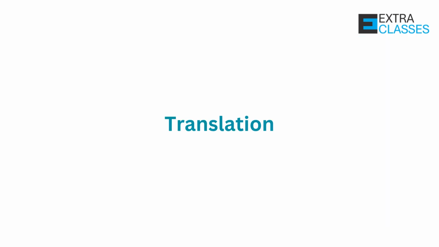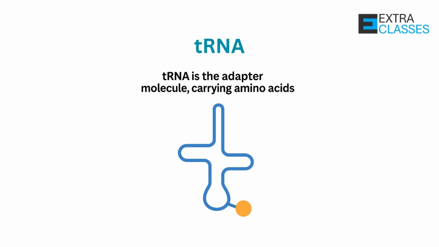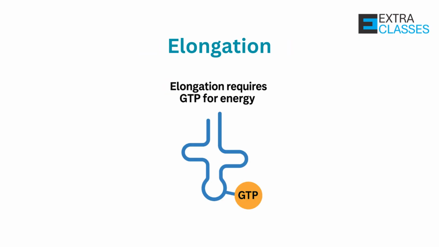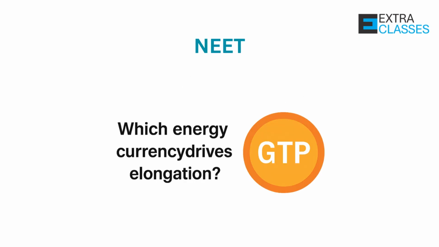Translation is the process of protein synthesis. Ribosomes are the site. tRNA is the adapter molecule, carrying amino acids. Translation steps include initiation, elongation, and termination. Elongation requires GTP for energy. Pay attention to P site and A site of ribosome, and the role of peptidyl transferase. NEET may ask questions like, what is the role of tRNA? Or which energy currency drives elongation?